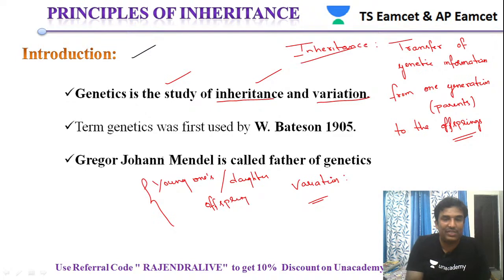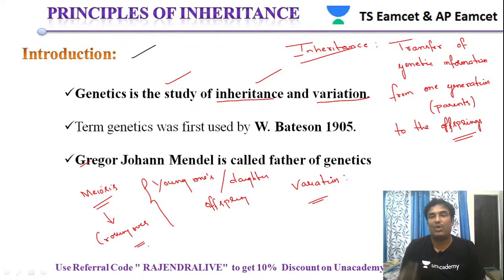What is the reason for this variation? Variation could be because of the type of division called meiosis. Especially in meiosis, what happens is crossing over. So crossing over is the major event. Because of this crossing over only, these variations are observed.